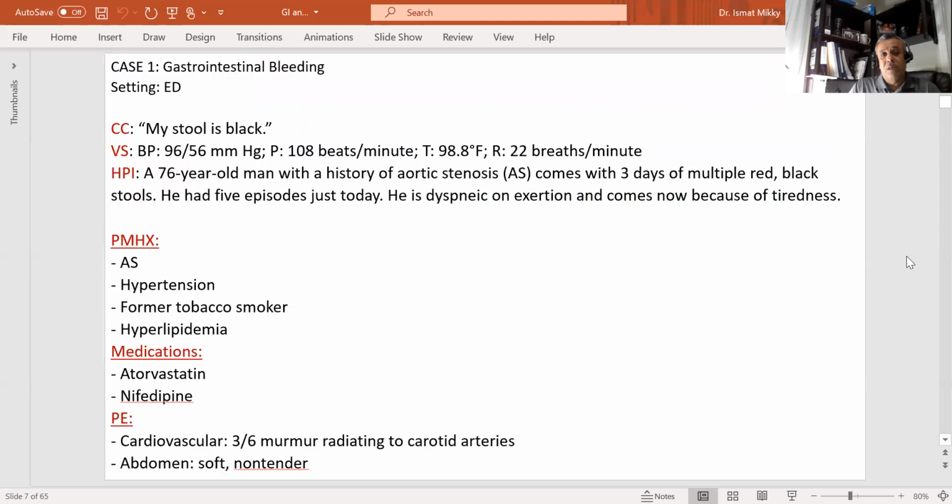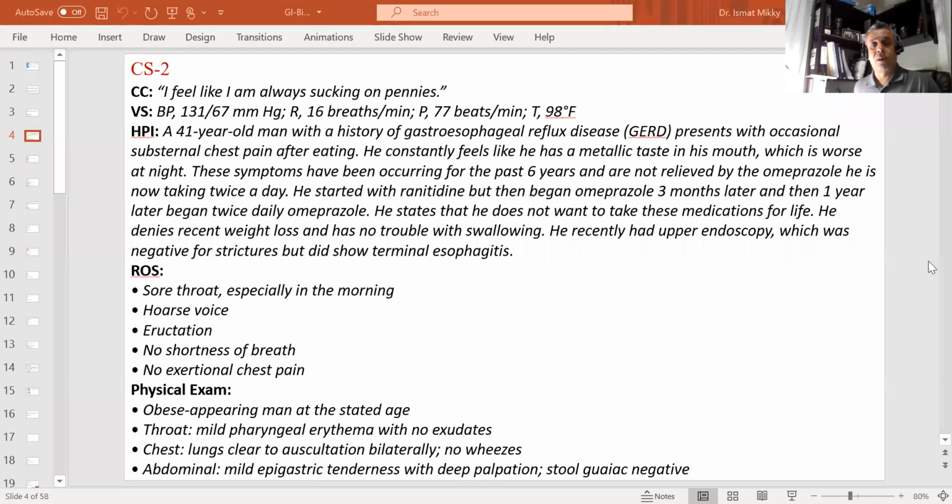So the next case study would be on GI bleeding. The second case study also covers GERD, gastroesophageal reflux disease.